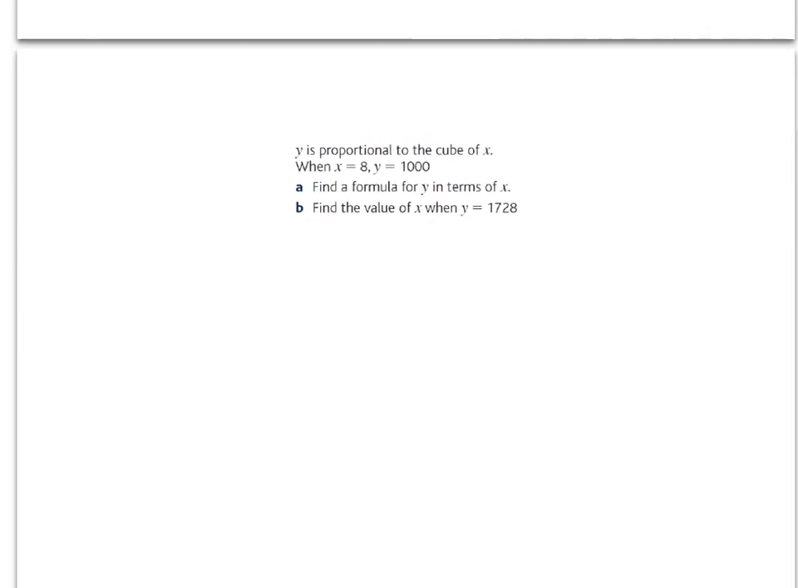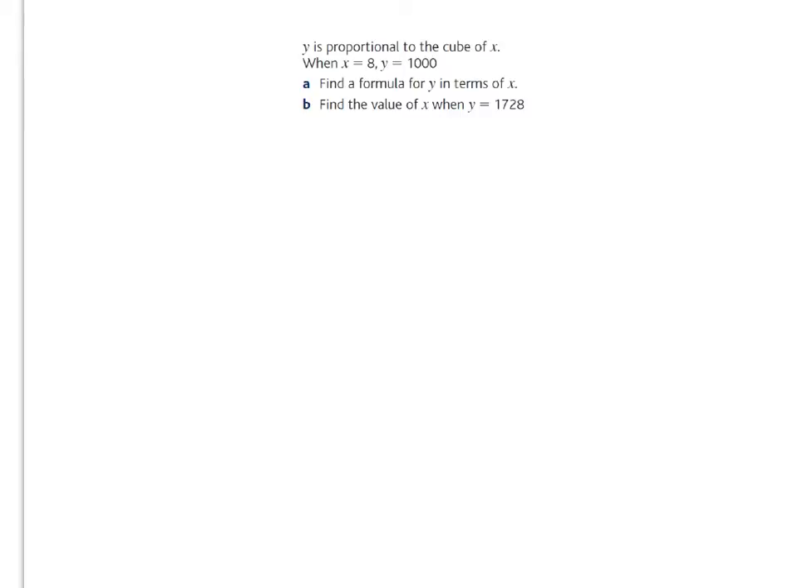Number 2, y is proportional to the cube of x. When x equals 8, y equals 1000. So, first of all, we can write out y is proportional to the cube of x. And if that's true, it must be the case that y equals some number k multiplied by x cubed. So we've just got to go and find out what k is again. So let's put our numbers in.